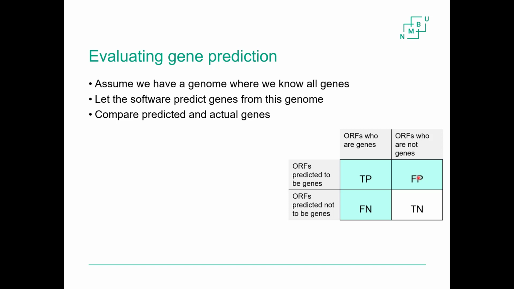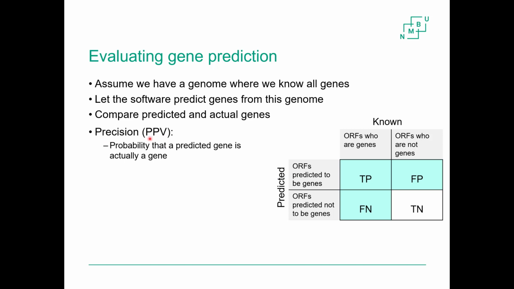That would be very nice. Let's say the organism has 3,000 genes. If there's 3,000 here, 0 here, and 0 here, it's a perfect result, right? All the genes are predicted and no others, no errors in either way. This never occurs. But how close do we get?